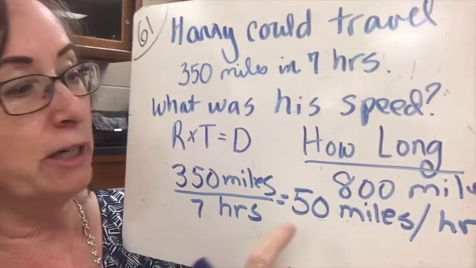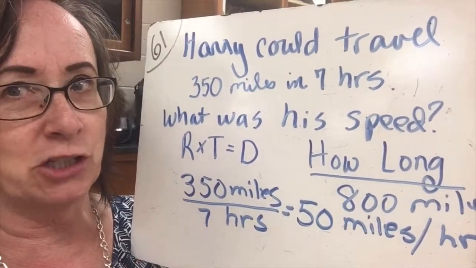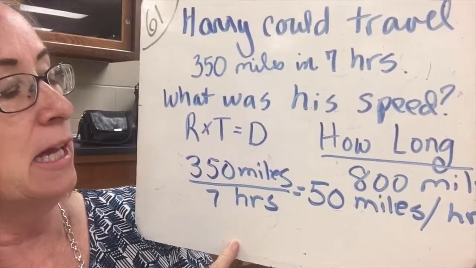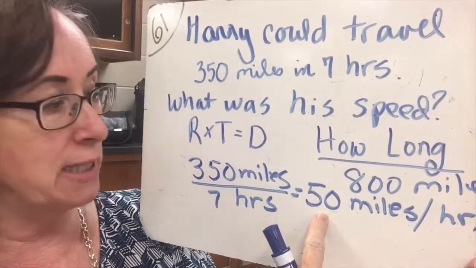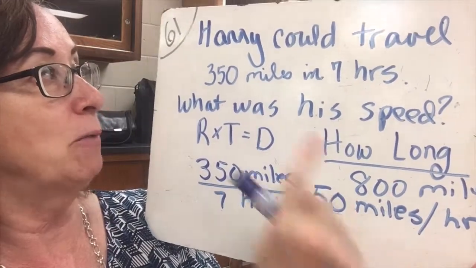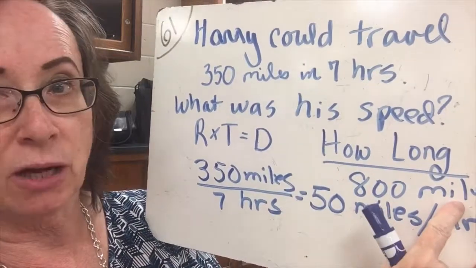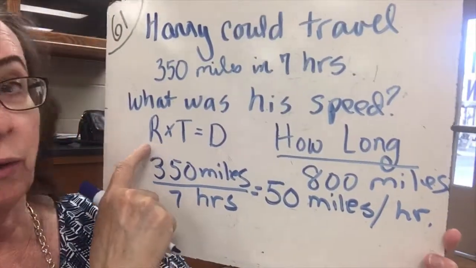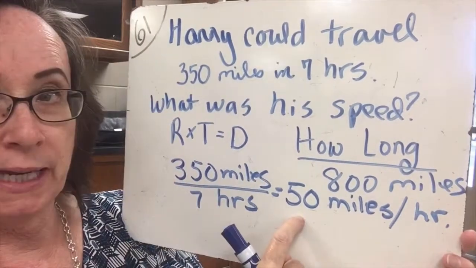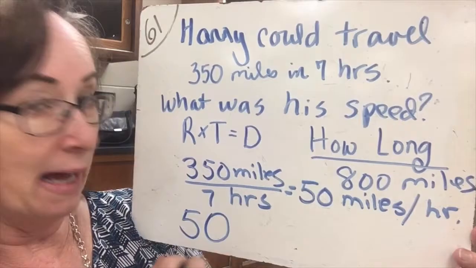Okay, now we're going to do this one way, and then we're going to turn around and do it the other way that I just showed you on the first one. I want you to be able to do it both ways. Okay, so we're going to use his rate, which is his speed, which is 50 miles per hour. And then we're going to say, how long will it take him to go 800 miles? And we're going to use this equation. So rate is the speed we just found. So we have 50 miles per hour.